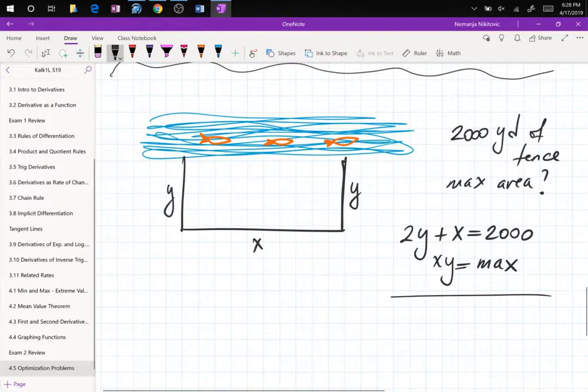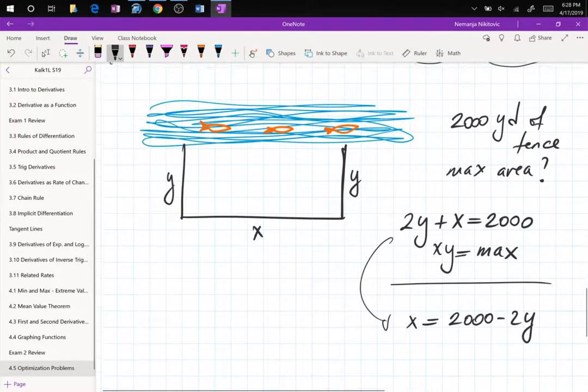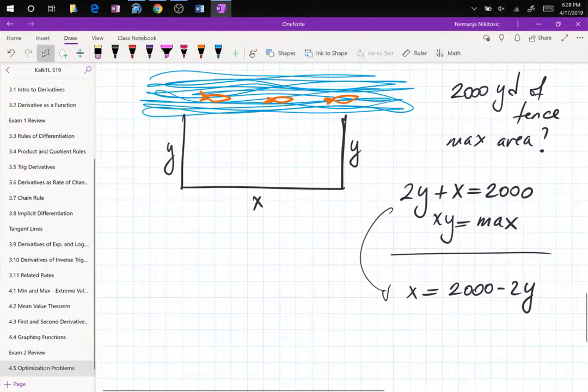All right, so again, more of the same. We're going to get different numbers. So from the first equation, we have that x is equal to 2000 minus 2y. It doesn't matter if you solve for x or y. Just make it simple, okay? If you solve for y, you end up with fractions. If you solve for x, you don't. The result at the end will be the same.